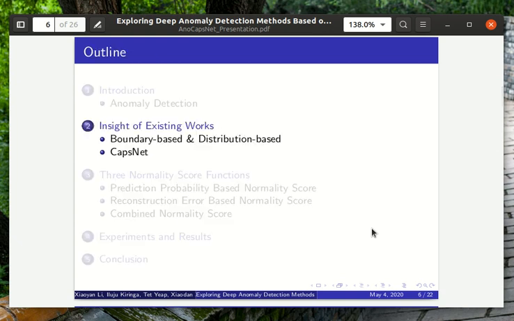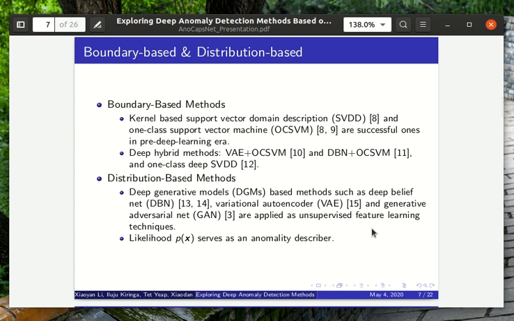Next, let's look at the existing anomaly detection works. In this paper, we summarized the existing deep anomaly detection methods into 2 categories: boundary-based methods and distribution-based methods. In the boundary-based methods, kernel-based support vector domain description (SVDD) and one-class support vector machine (OCSVM) are 2 successful ones for anomaly detection in the pre-deep learning era.